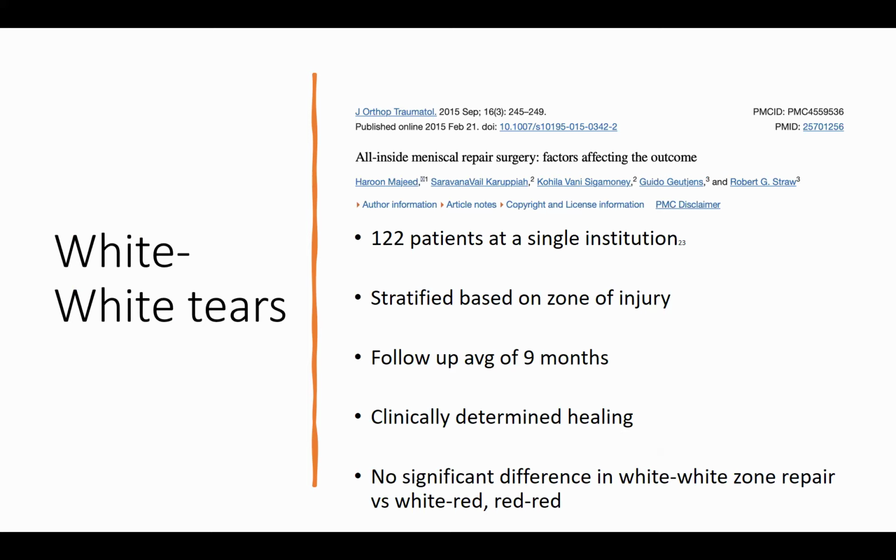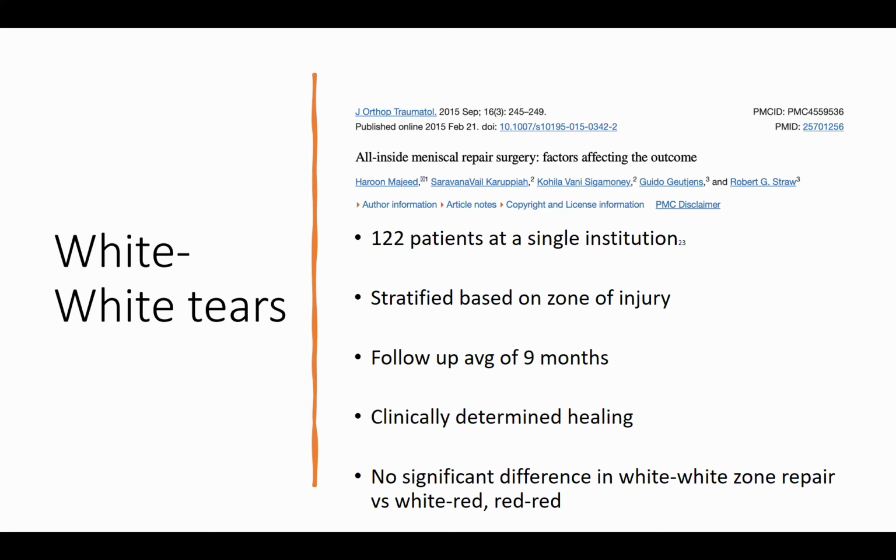Retrospectively reviewed 122 patients who underwent meniscal repair. The overall failure rate was 17%. The tear patterns were stratified based on the zone of injury. Albeit a small series, the authors found a small but not statistically significant increase in failure rates for white zone injuries, noted to be 20%. Although repairs in this region can be successful, these results should be taken with caution.